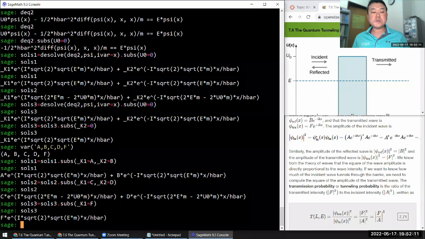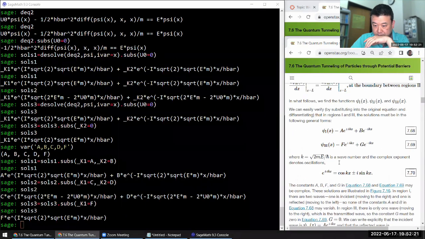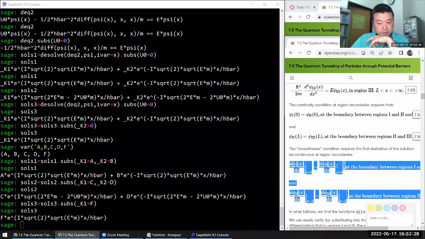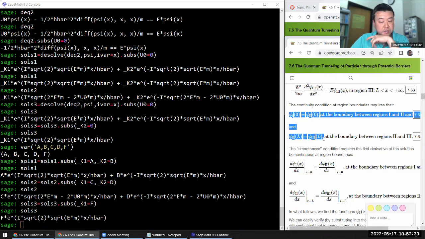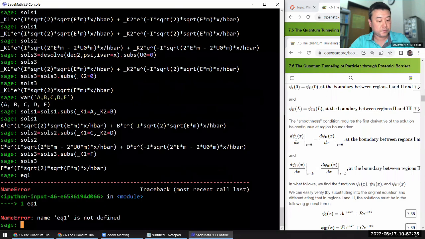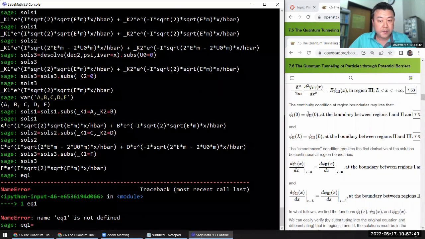Okay. So I need to write out some of my boundary conditions. So I have this, what your textbook describes here. You have boundary conditions setting that the derivatives are continuous at the boundary and the wave functions are continuous at the boundary. So my equation 1, which I haven't defined yet, should be okay. Let's say my wave function is continuous at the boundary.